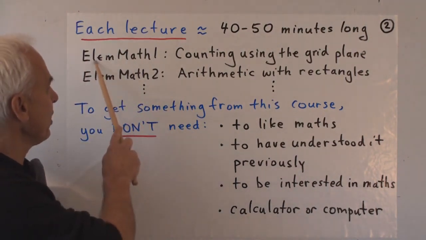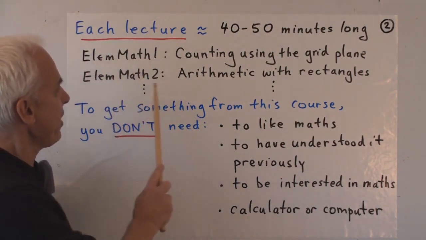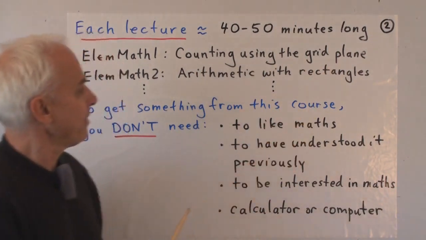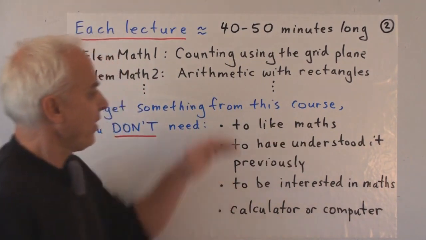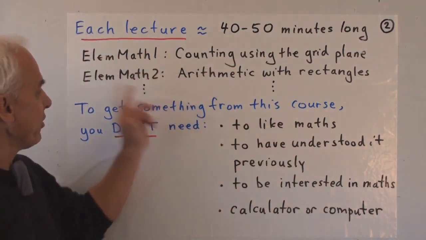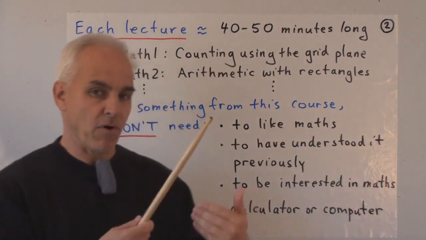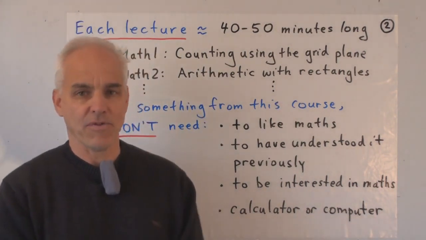The first lecture will have a name something like LM Math 1, counting using the grid plane. The second one will be LM Math 2, arithmetic with rectangles, and so on. So they'll all be numbered with this LM Math, which is the short form, the short title for the series.